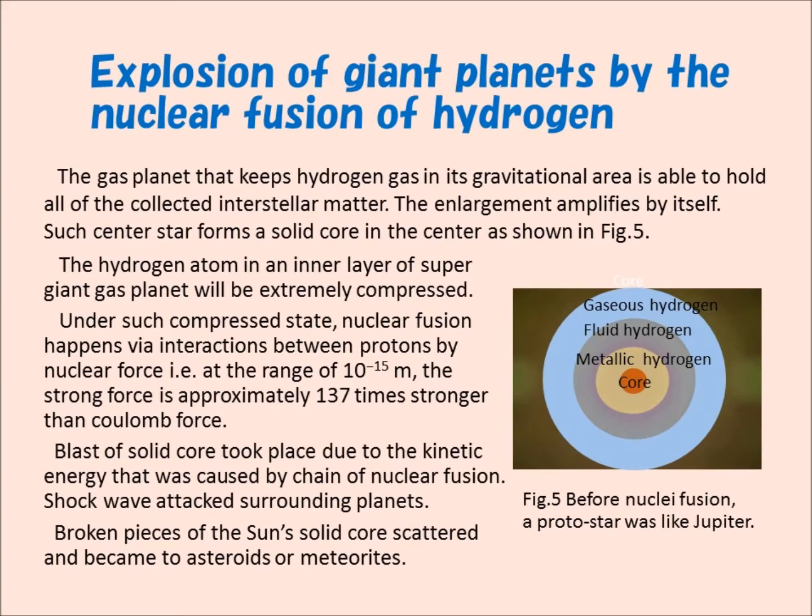Blast of the solid core took place due to the kinetic energy caused by a chain of nuclear fusion. A shock wave attacked surrounding planets. Broken pieces of the Sun's solid core scattered and became asteroids or meteorites.